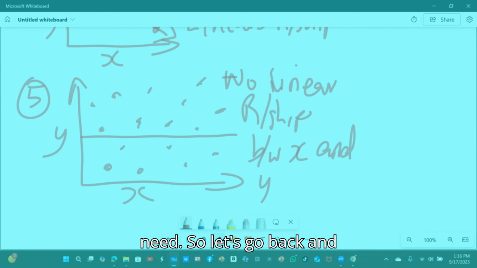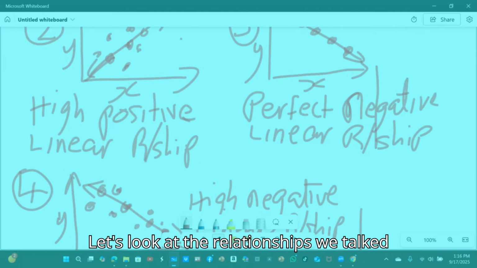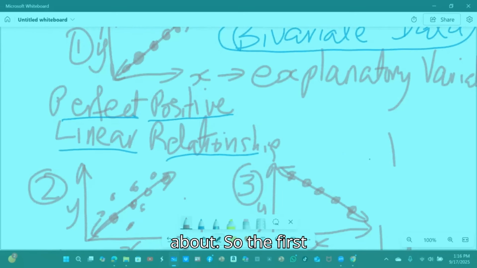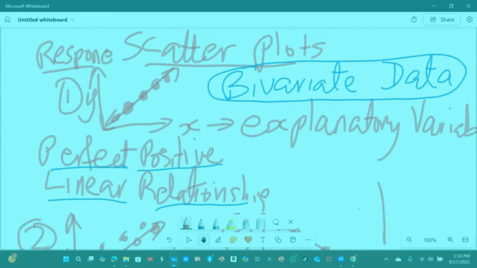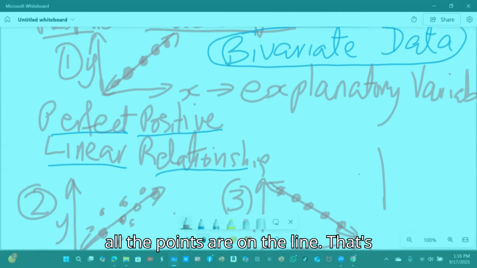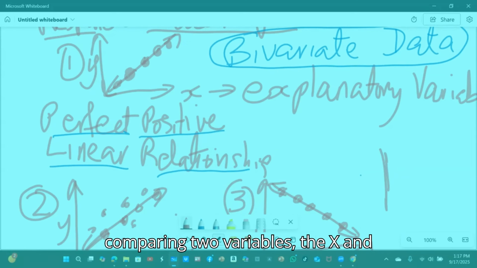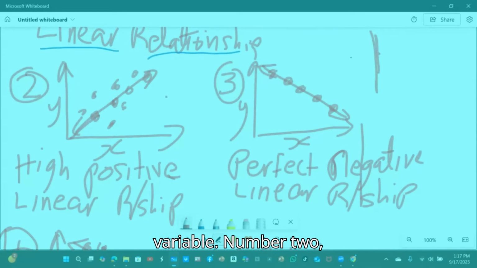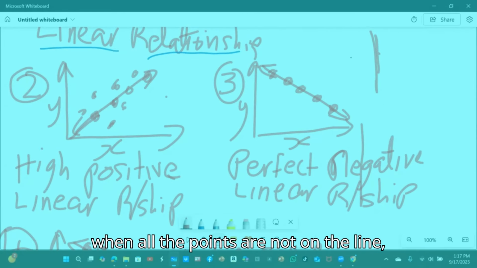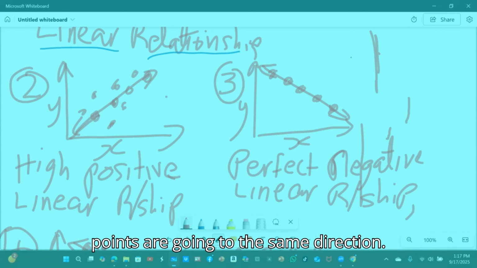So let's go back and look at all the relationships we talked about. So the first relationship is the perfect positive linear relationship when all the points are on the line. That's why we call this bivariate data. We're comparing two variables, the x and y, predictor variable and response variable. Number 2, when all the points are not on the line, but there's a pattern. The pattern is that all the points are going in the same direction.